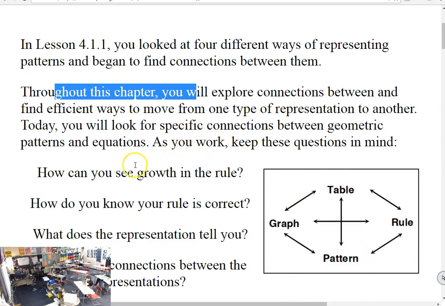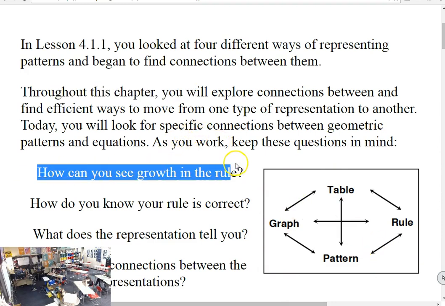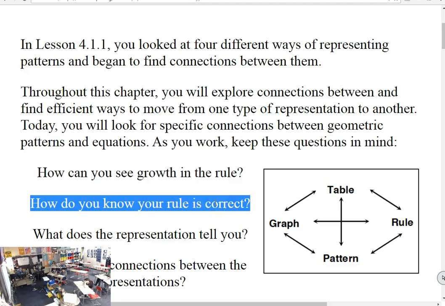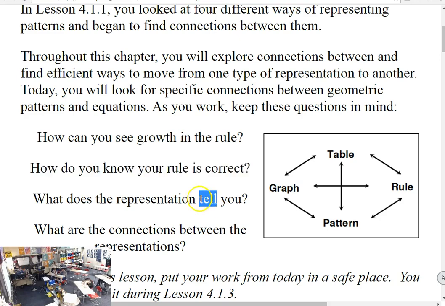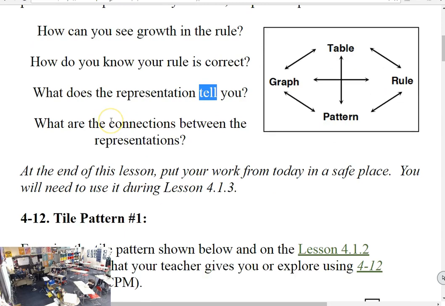So, as we work, keep these questions in mind. How can we see growth in a rule? Are we consistently adding something or consistently multiplying something, or subtraction or division? How do we know it's correct? Did we test it? Did it hold true? What does the representation actually tell us? And what are the actual connections? Like if we apply it to a real situation, the area of the rectangle is 24. Apply it to something physical.